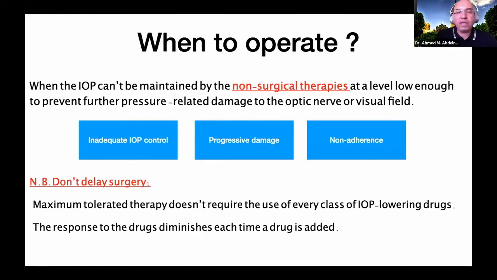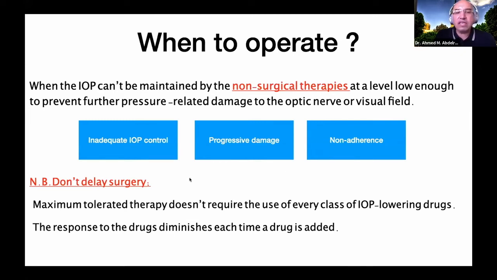Then when to operate? The question is when the intraocular pressure cannot be maintained by non-surgical therapies at levels low enough to prevent further pressure-related damage of the optic nerve or the visual field. The three classes of indications are when there is inadequate control of the intraocular pressure, or there is progressive damage despite apparently normal intraocular pressure, or there is non-adherence to therapy.